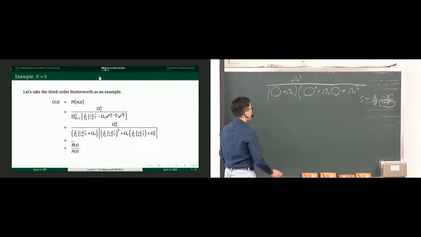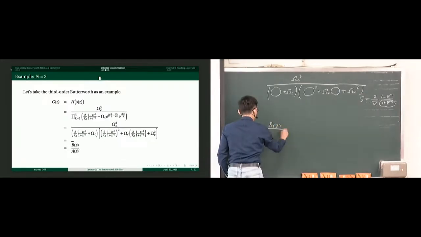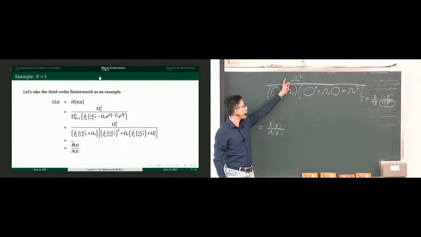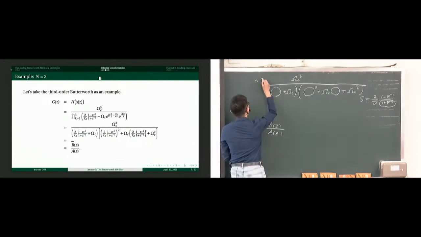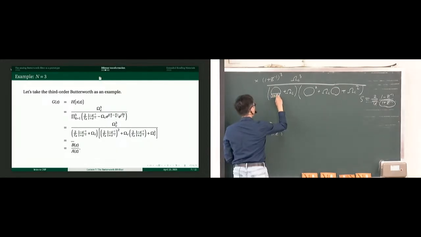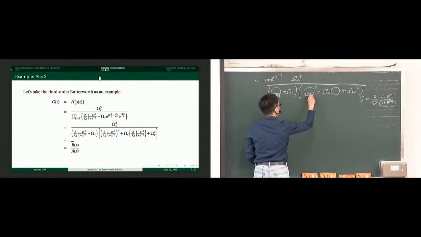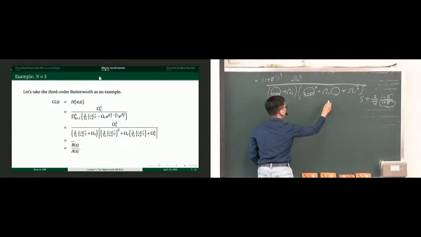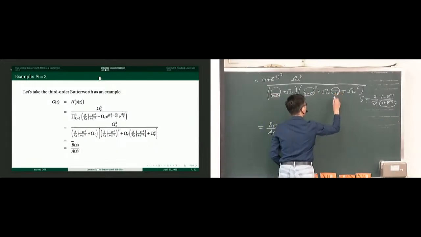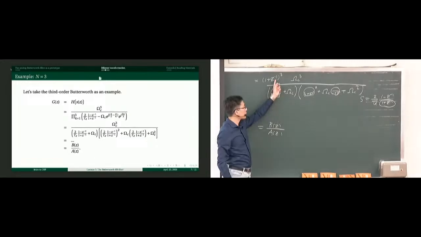So to organize the final expression into the format B of z over A of z, I suggest that we multiply the top and bottom, 同乘以, we multiply top and bottom with 1 plus z inverse to the third power, okay? So that here is a 1 plus z inverse, here is a 1 plus z inverse, and here's also a 1 plus z inverse. Okay, so multiply. Just do it carefully.